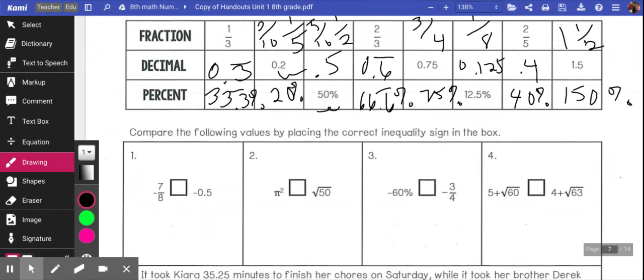Now we're going to start comparing. So when they're negatives, remember, it's the one closer to 0. So if you change 7/8, I look at this as 7 is way more than half of 8. So I know that without negative signs, 7/8 would be bigger. But so 0.5 is closer to 0.